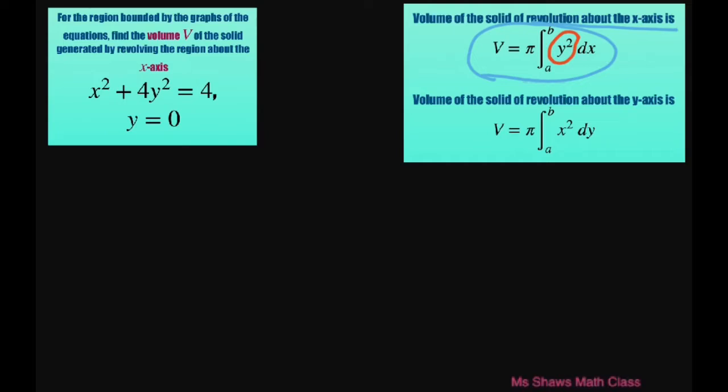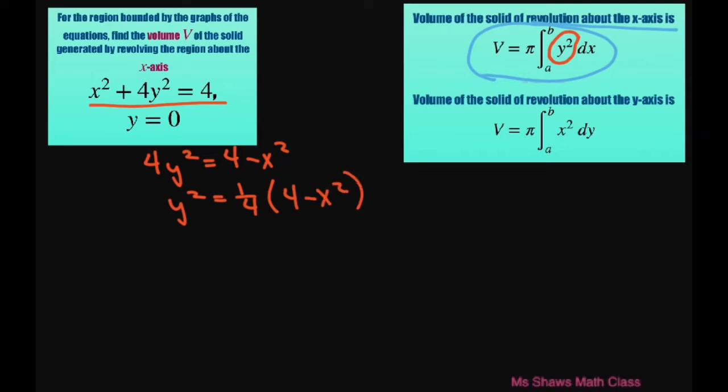So let's do that. If we solve for y squared, we're going to get 4y squared equals 4 minus x squared, or y squared equals 1/4 times (4 minus x squared). So that's what we're going to substitute in when we find our volume.